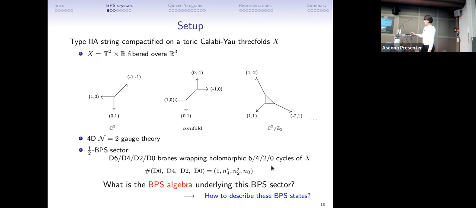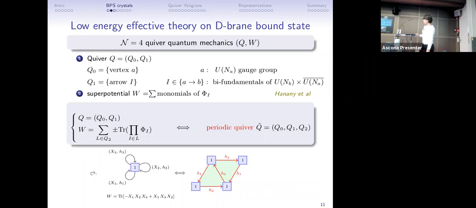First, let me try to describe this BPS sector. This is described by N=4 quiver quantum mechanics. So the information is a quiver and the superpotential. Each node of the quiver corresponds to a gauge group, and each arrow corresponds to a bifundamental. And the superpotential is some collection of monomials from these bifundamentals.